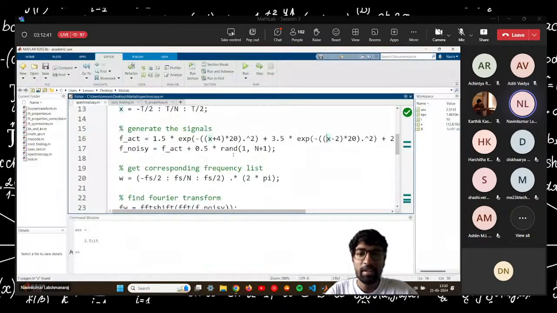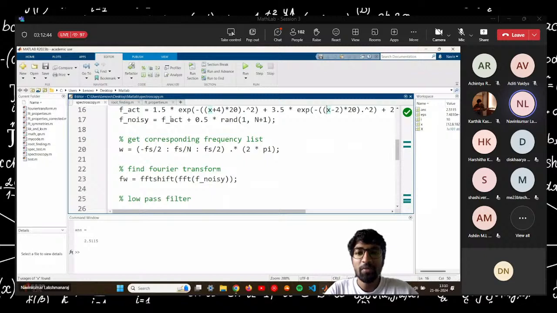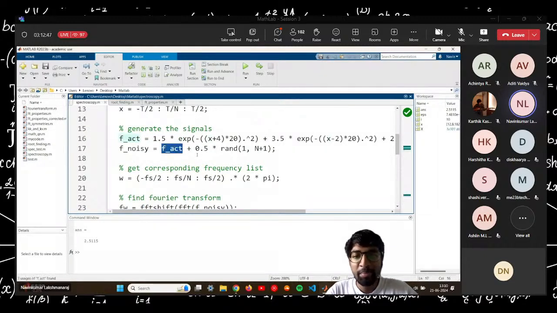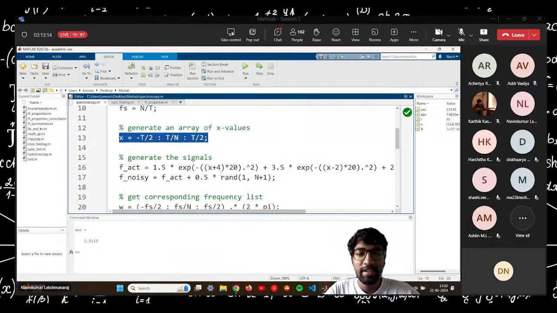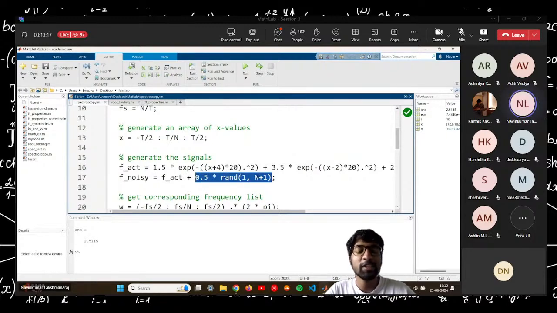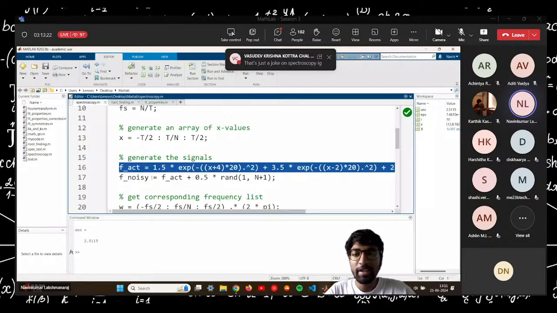The way that I add noise to this data is that at every sampled point, I add 0.5 times some random value between 0 and 1. So this function rand is something that can be used in Octave to generate random numbers, or more technically pseudo-random numbers. What I've done here is generate a 1 cross n plus 1 list of numbers containing random values, because the x list also contains the same number of values. I generate an array of the same size, but with random numbers in it, and then I add them to the actual signal to get the noisy signal.